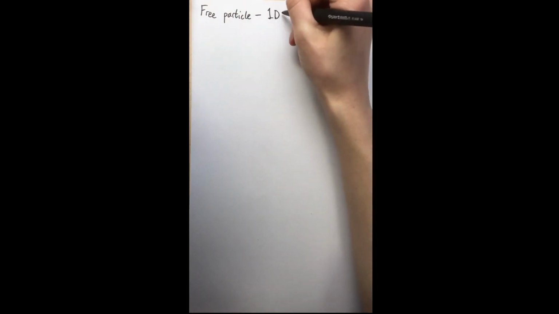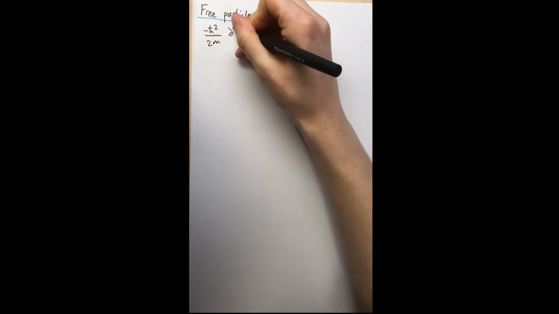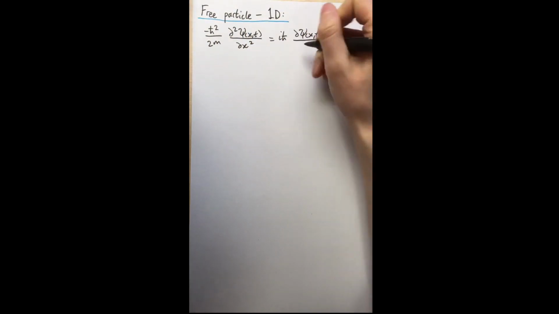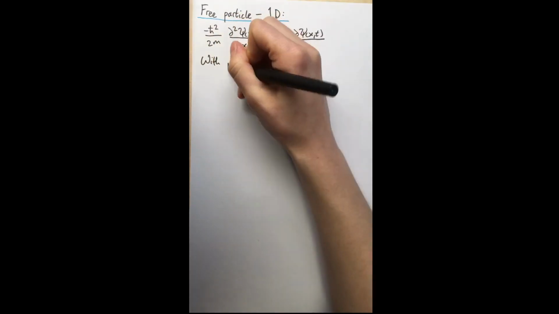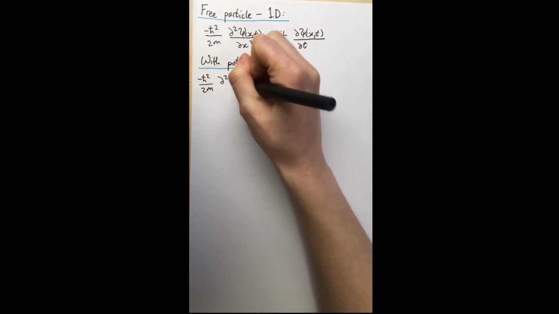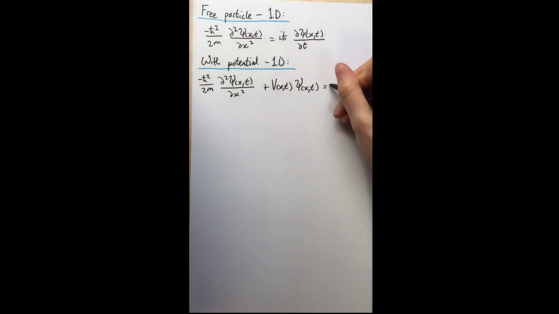We'll notice that this is just rewriting our statement for the total energy having to be equal to the kinetic energy for a free particle. Therefore, it's relatively easy to generalise to include a potential. We just rewrite the statement of the total energy equaling the kinetic plus potential energy.